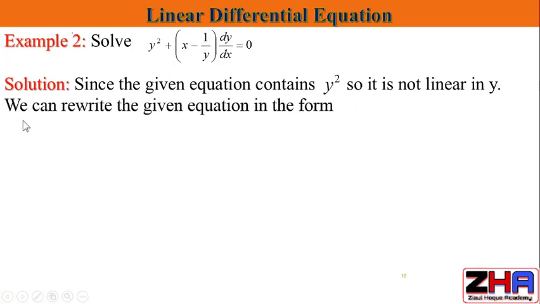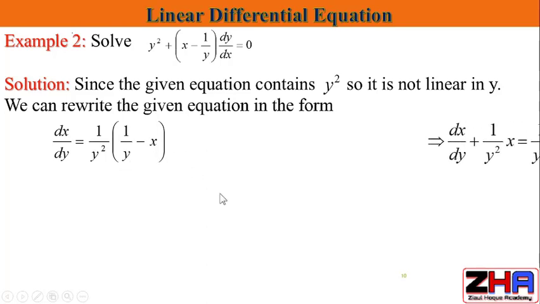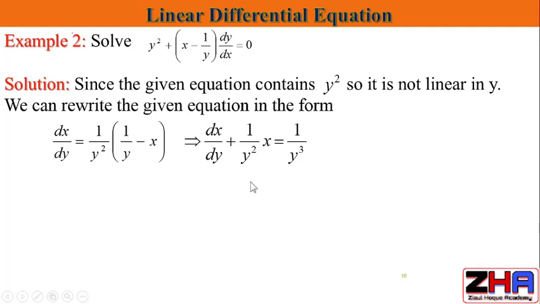Therefore, we can rewrite the given equation in the form dx by dy is equal to 1 by y square into (1 by y minus x), which gives dx by dy plus 1 by y square into x is equal to 1 by y cube, which is linear in x. The above equation is linear in x.